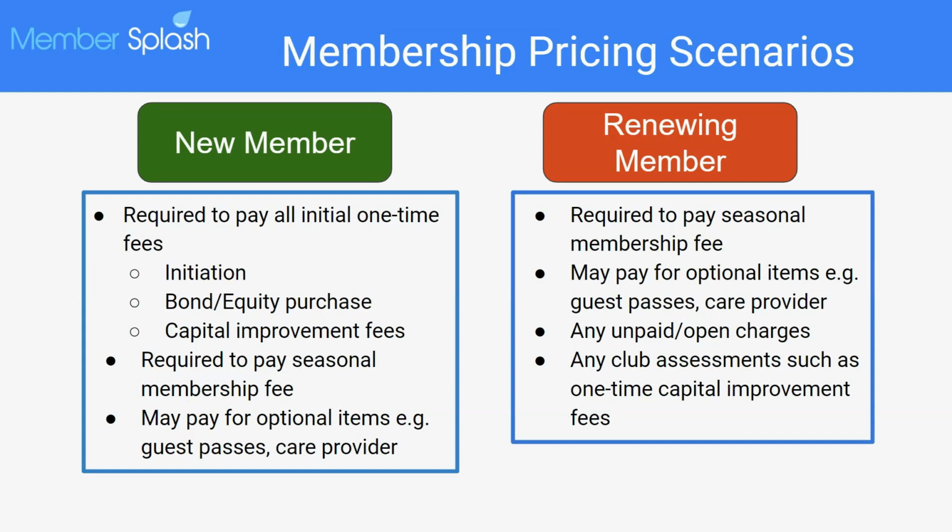For renewing members, it's a little bit simpler. They're simply required to pay their seasonal membership fee, their renewal fee. They may choose to pay for some optional items like the purchase of additional guest passes, or if they need a care provider that they add for the season. And of course, any unpaid or open charges that the system recognizes for things like front desk, guest pass purchases, or snack bar purchases that have not yet been paid. And of course, any club assessments, things like one-time capital improvement fees for repairs or upgrades to the facility.